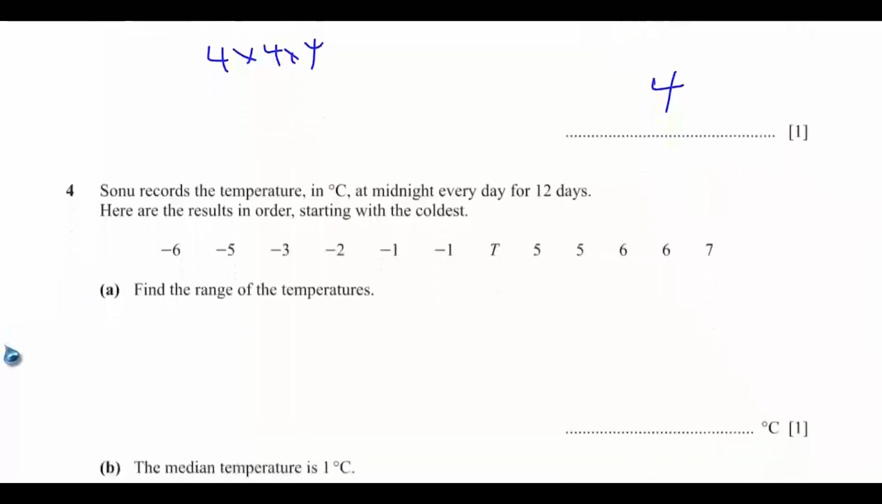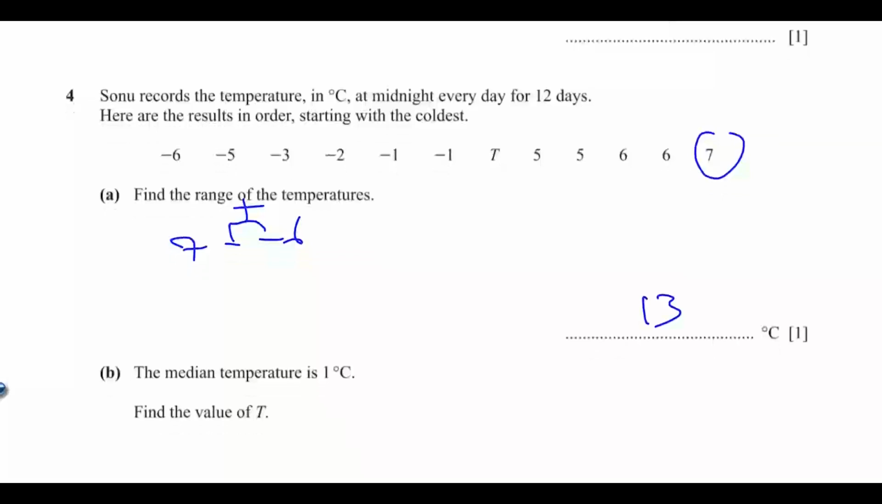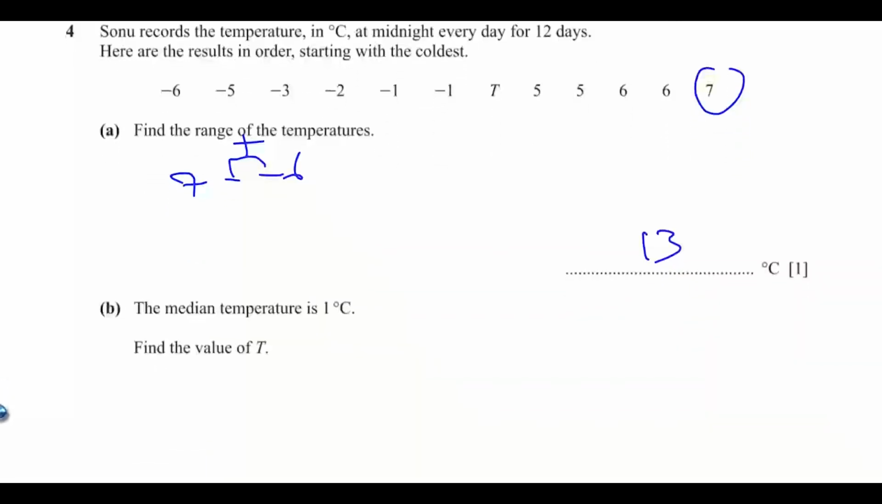Number 4, Sonu records the temperature in degrees Celsius at midnight every day for 12 days. Here are the results in order, starting with the coldest. Find the range of the temperature. So the range will be the highest, 7, minus the lowest, that is -6. So we have 7 minus -6. This and this will combine to become positive. So we have 13.